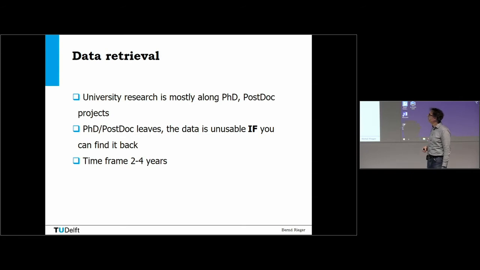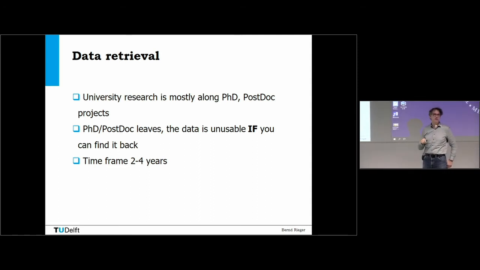So the data retrieval. Once you have acquired the data and stored it, how would the retrieval typically look? Mostly, because university research is organized along projects, and the projects are financed by PhD students and postdocs, that often means the data is really unusable once the PhD student or postdoc who has acquired the data leaves. If at all you can find it then.